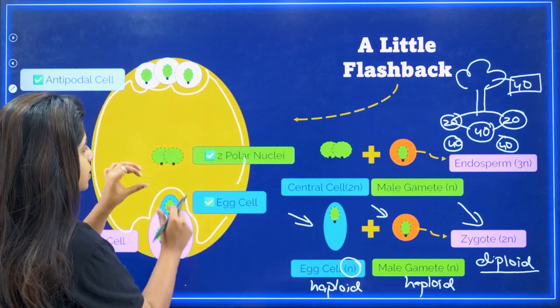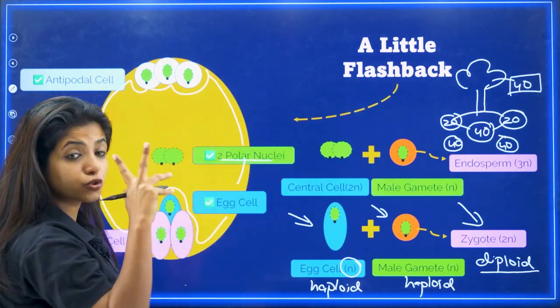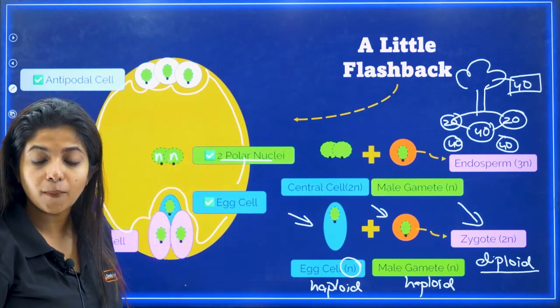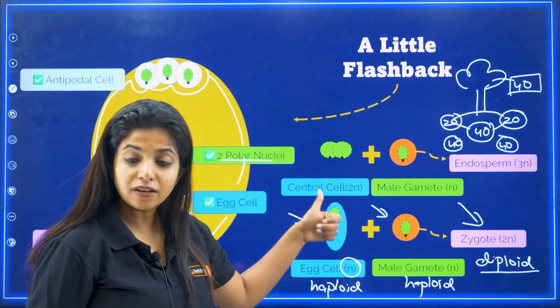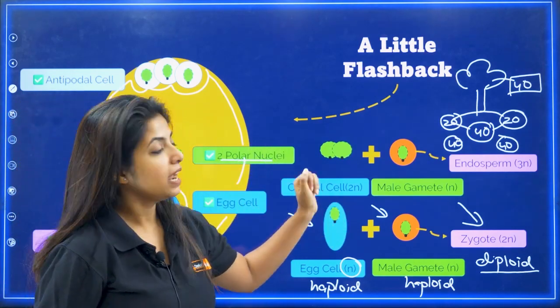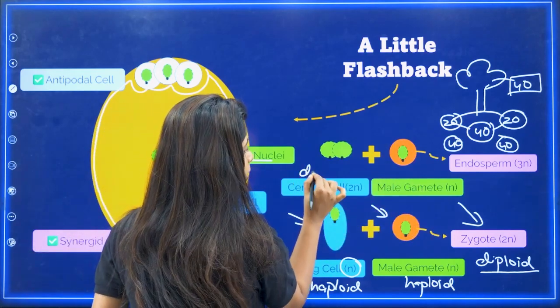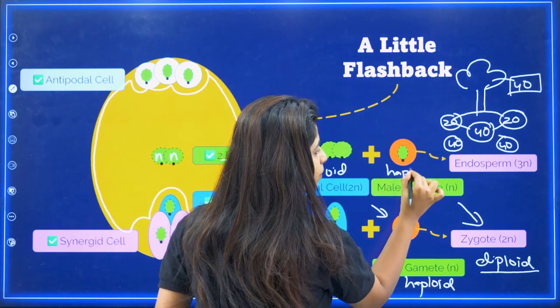So basically what happens is that this central cell is very unique because it has 2 polar nuclei. One nucleus has N, another nucleus also has N number of chromosomes. So N plus N is equal to what? 2N. So the central cell has 2N number of chromosomes and fuses with the male gamete, which has a haploid number of chromosomes. So basically over here, a diploid cell is fusing with a haploid gamete.